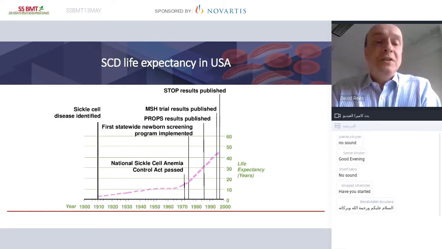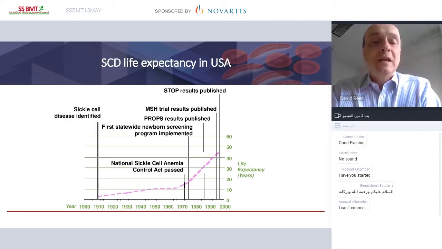Hydroxyurea was developed in the 90s, and then in the 90s as well, the STOP study, trying to prevent stroke, was developed. Along with some of these things, obviously developed more recently, there are some other drugs starting to emerge, but there haven't been any great advances overall since then. Obviously, bone marrow transplantation has gradually developed since the 90s in sickle cell disease, but in most countries it is still a fairly important treatment that only really applies to a minority of patients.